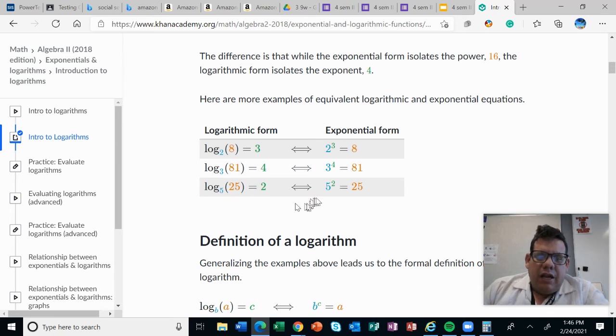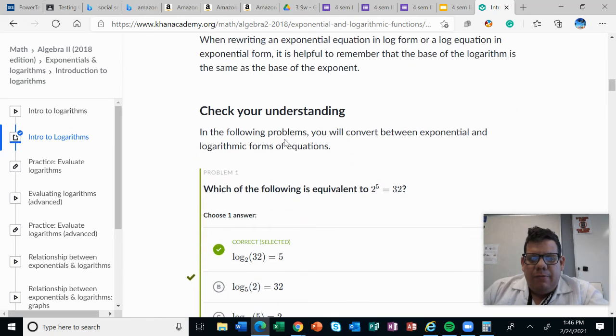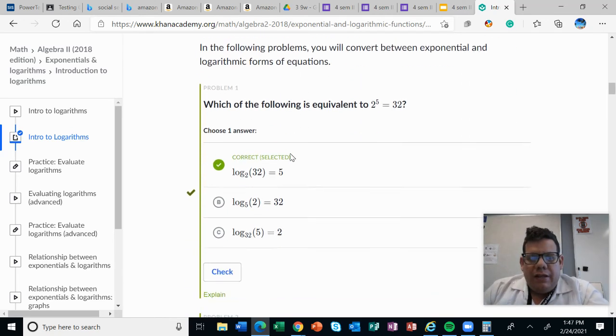This is very easy. You have the exponential form, 5 raised to the second power is 25. You know that because you need to multiply 5 times 5, and 5 times 5 is 25. How do you write the same thing in logarithm form? Log base 5 of 25 equals 2. That means that in order to get this 25, this base should be raised to the second power. And this is what I have. And now let me show you here how to write these forms.